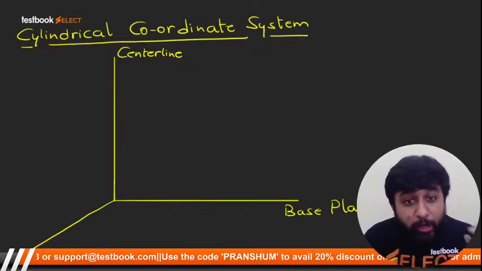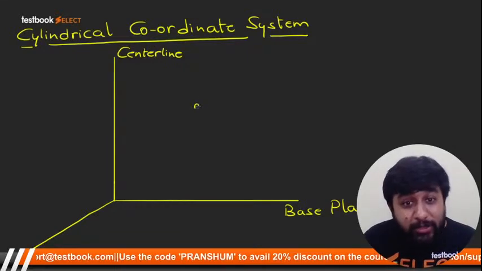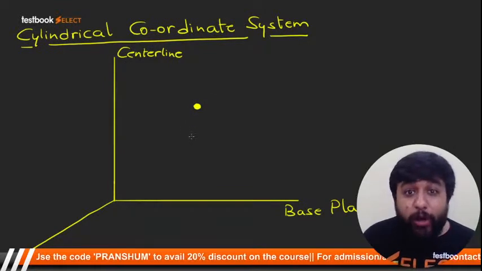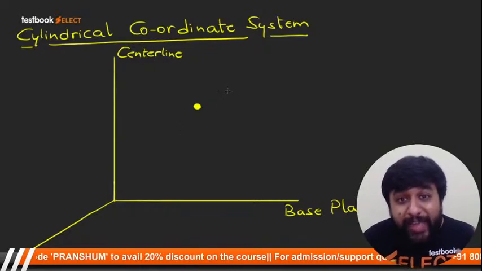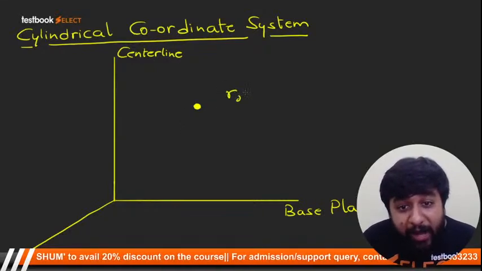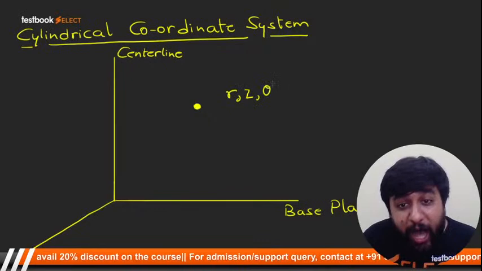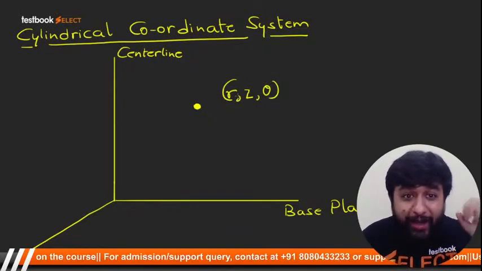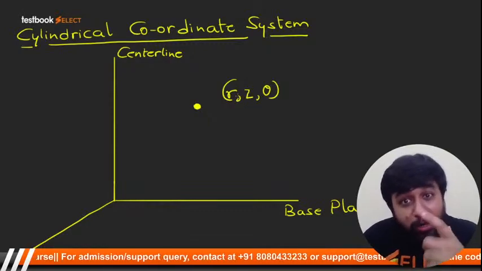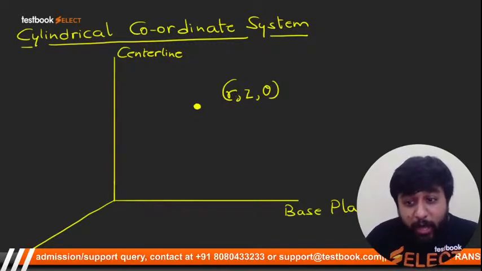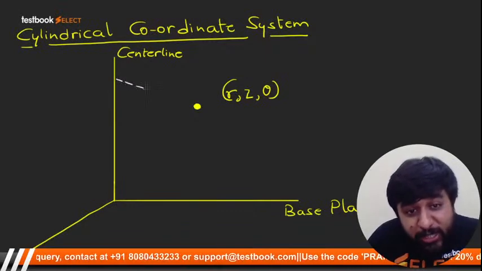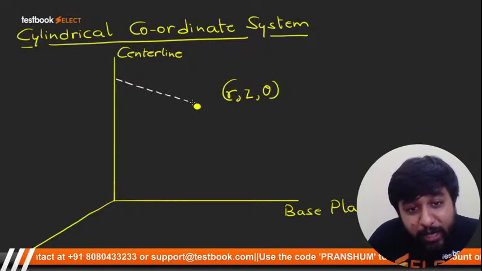Now what we will do, the same point which was x, y, z in Cartesian coordinate system will be r, z and theta in cylindrical coordinate system, as told by Aisha. What is r? What is z? What is theta? Actually, r is the perpendicular distance of the point from the center line.